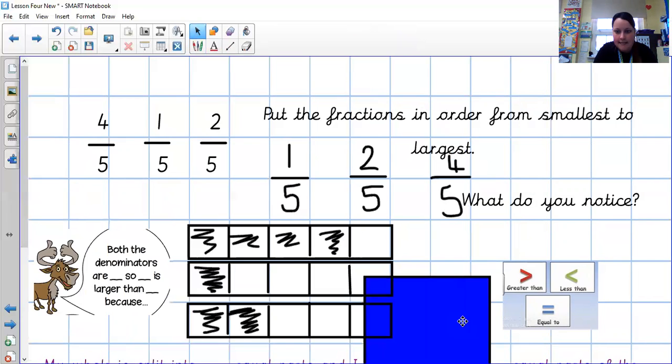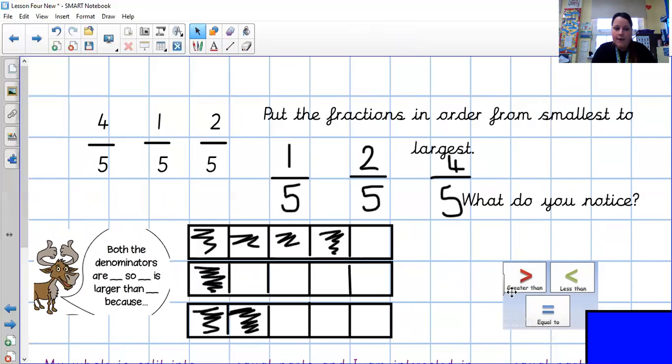Okay, so let's see if we can now explain that. So all of the denominators are 5. So 4/5 is the largest fraction because I've got more equal parts of my whole. So I've got a larger amount of the fraction. Can I insert my greater or less than signs? I think I could, couldn't I? What would they look like? Maybe have a go or tell somebody in the room. So 1/5 is the smallest fraction. It's less than 2/5.